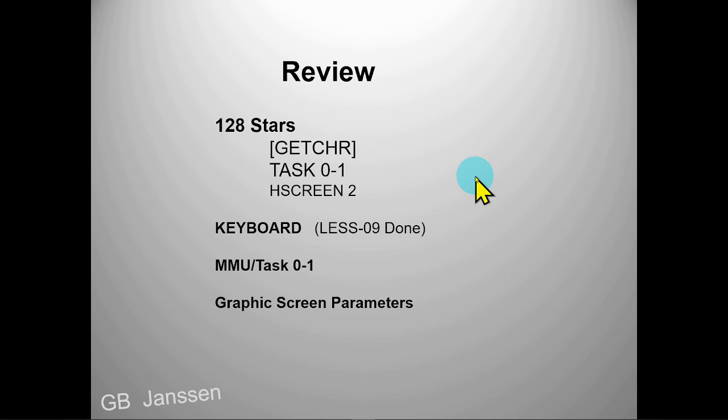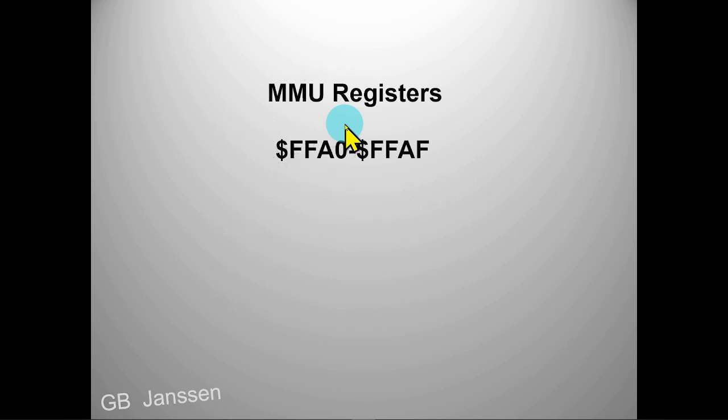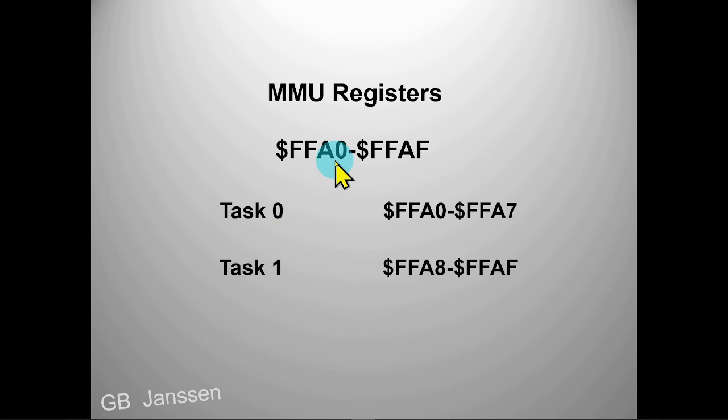We're going to review the MMU and the task again, and then a lot of graphic screen parameters. A little bit more review. Remember our MMU registers? I know we've been over this 2 or 3 times, but it's very, very key to the heart of the system. So bear with me. I'll refresh. Okay, task 0 uses registers A0 through A7. Okay, task 1 uses A8 through AF.